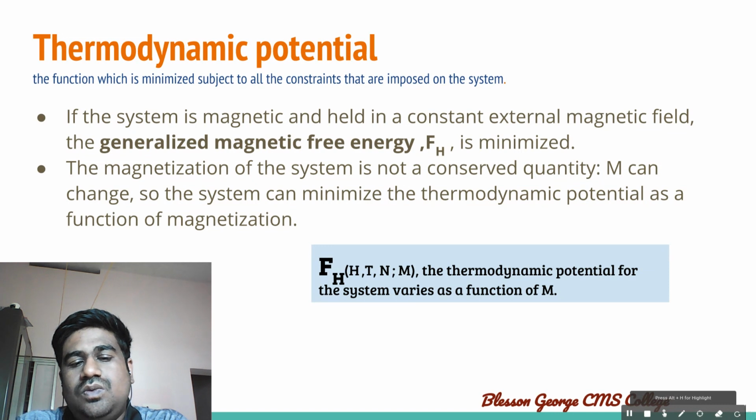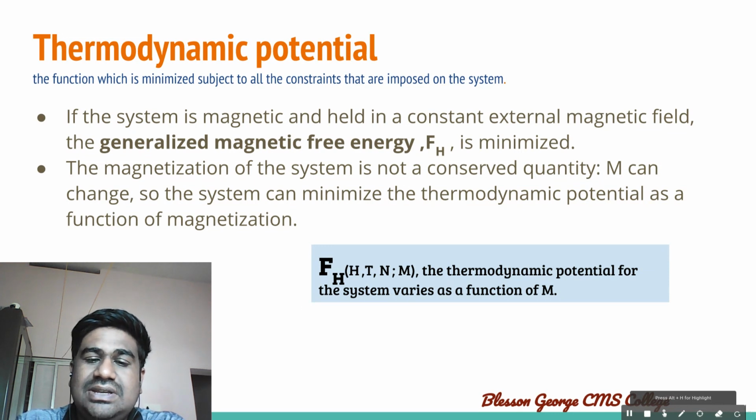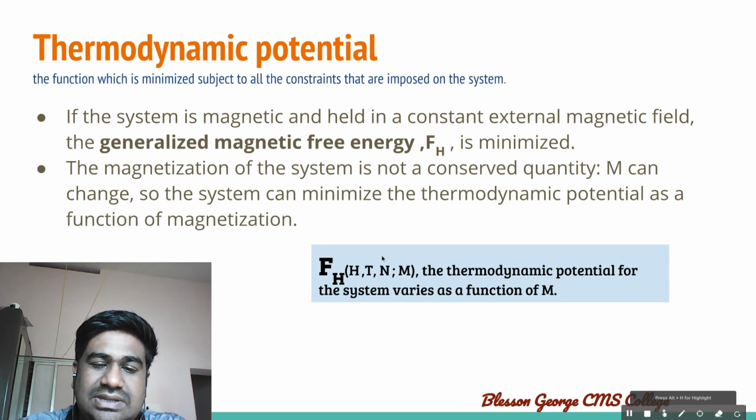F(H), which is a function of external magnetic field, temperature and number of particles, varies as a function of magnetization M. So see here, after the semicolon we have written M, that means F(H) varies as a function of M. Okay.